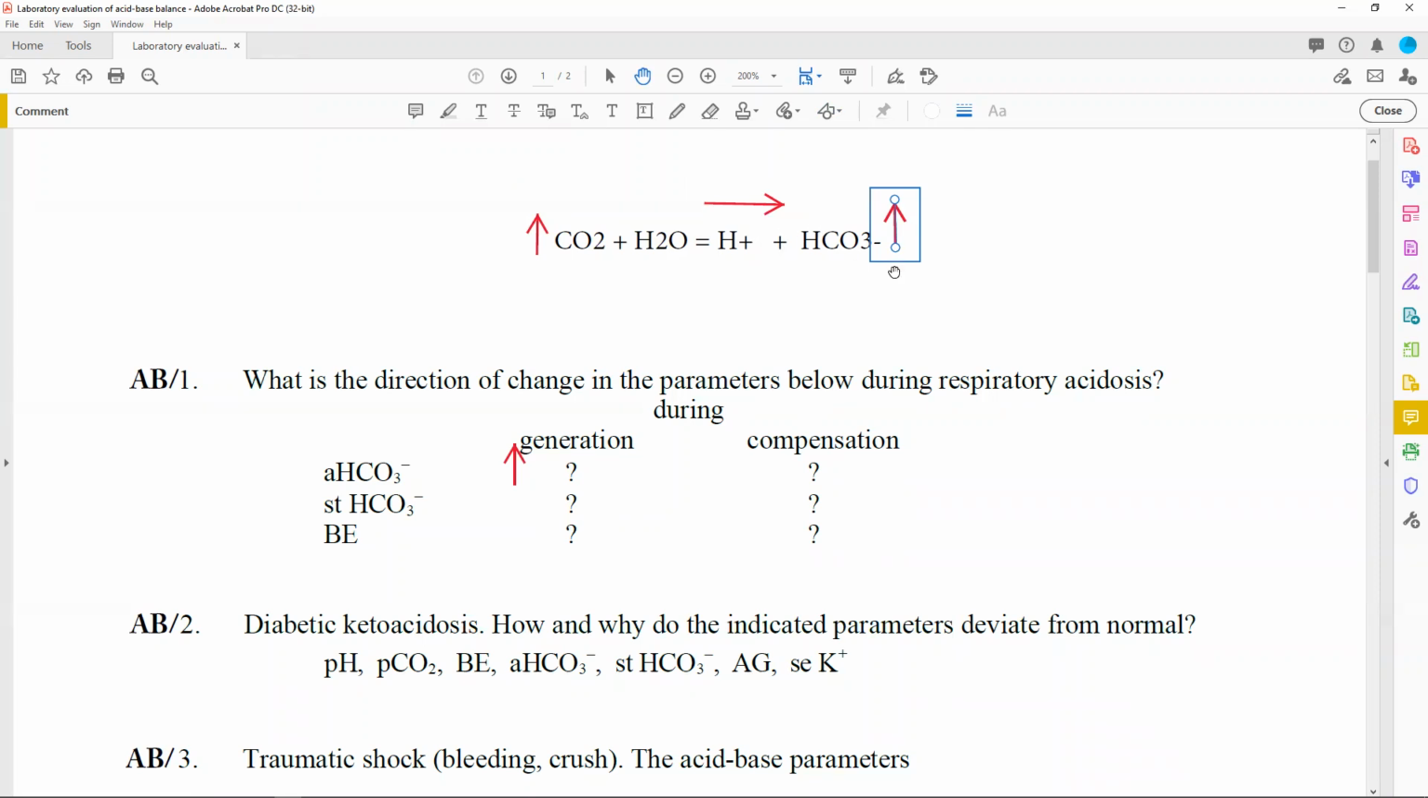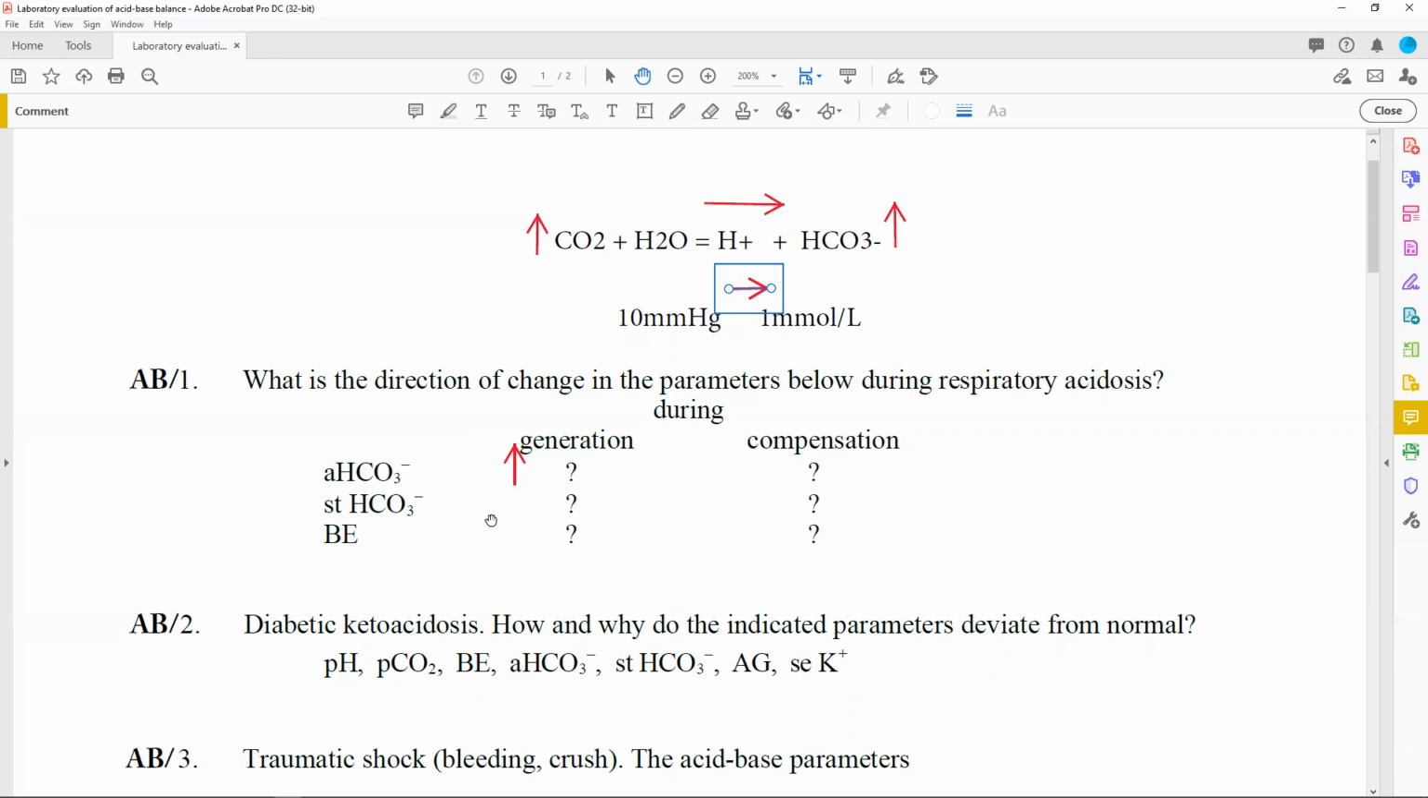Now, the amount of bicarbonate produced here is not too much. For every 10 mmHg of CO2, it increases the bicarbonate by around 1 millimole per liter. So it is not going to alter the normal bicarbonate value too much. This is why the actual bicarbonate in an acute situation is still in the normal range.